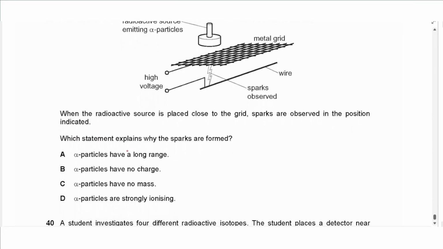Alpha particles have a long range. No, that's not correct. Alpha particles have no charge. They do. Alpha particles have no mass. They do. Alpha particles are strongly ionizing. Yes, because they have a high charge. So the answer is D.